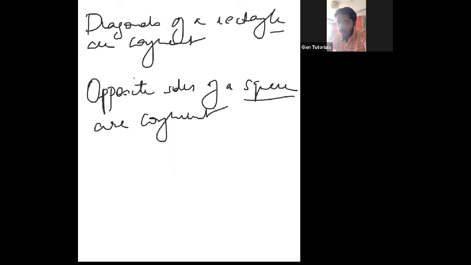Rectangle is a quadrilateral. Square also is a quadrilateral. So if a quadrilateral has its opposite sides congruent, then that quadrilateral is called as a square. This is converting a simple sentence into an if-then form of a statement.